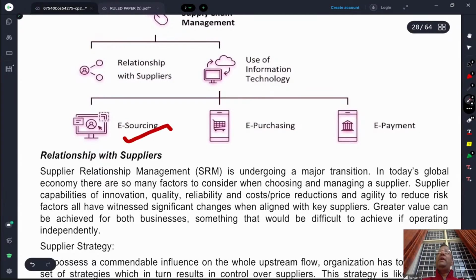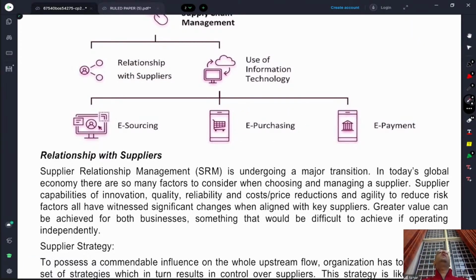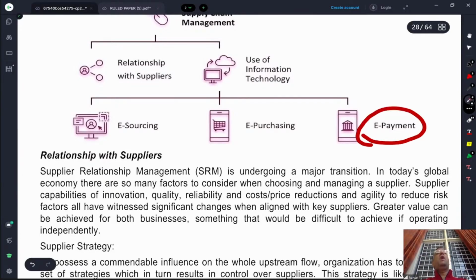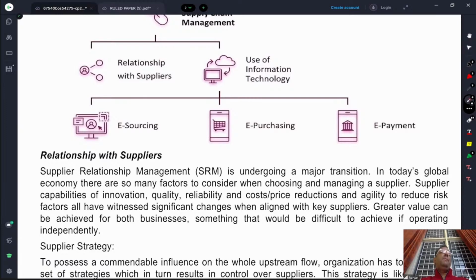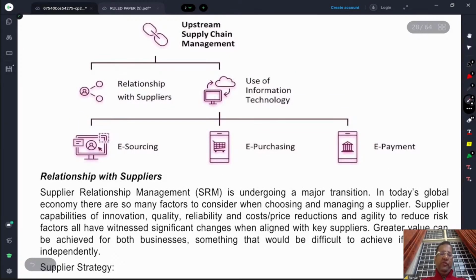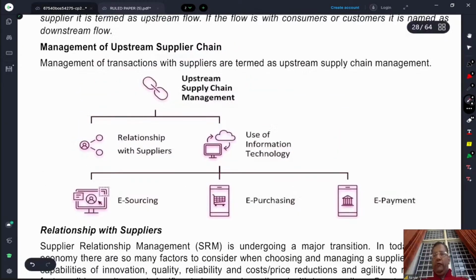Whenever you invite tender, use the technology. Whenever you finalize the tender, whenever you make a purchase order, make it online. Not only it will save the other cost, but also it will communicate your requirement to the supplier on a timely manner. Whenever the payment is due, you should avoid making payment through check. You can simply make an NEFT or IMPS. So these points are covered in supply chain management.